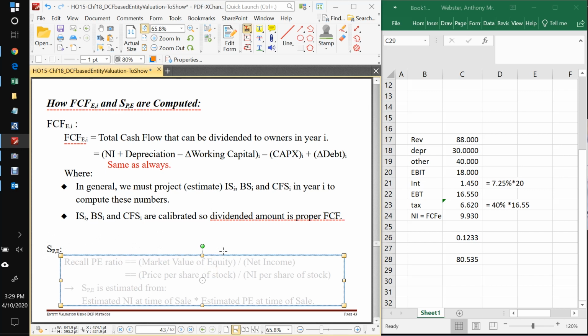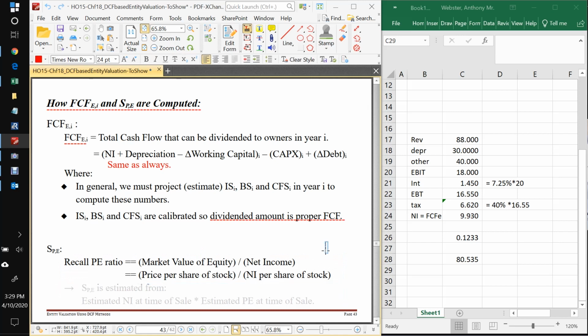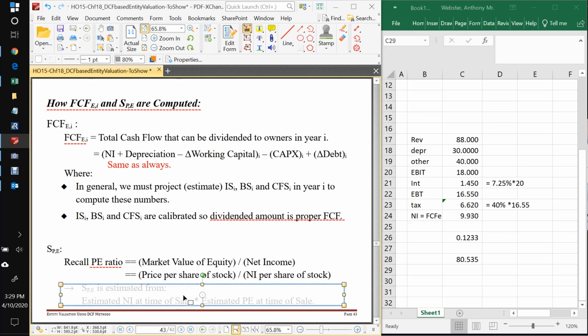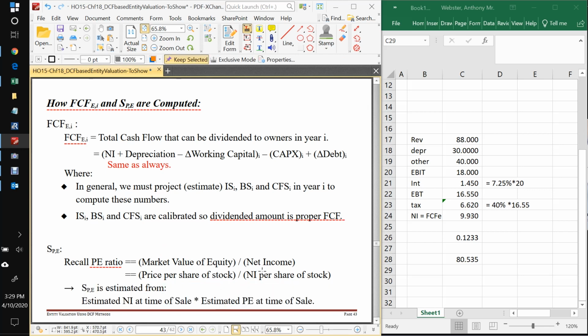So I'll just show you one way here that is very, very common. So we have to go back, think about ratio analysis for a little bit, and in particular the PE ratio. And remember, the PE ratio was the market value of the firm's equity divided by its net income. So private equity firms use this to help them estimate the sale price. And let me show you how it works.